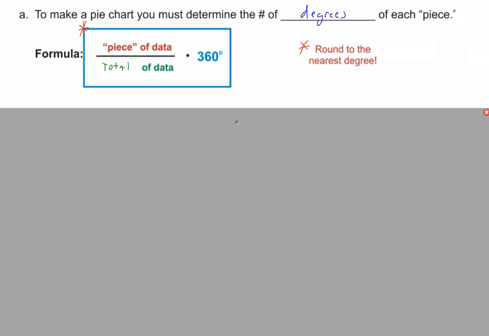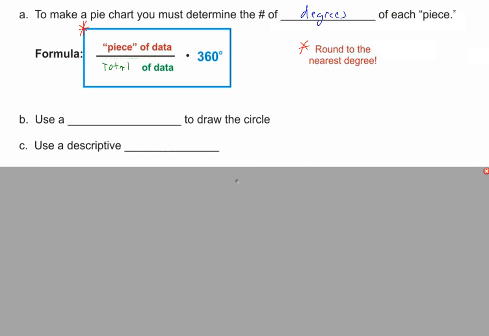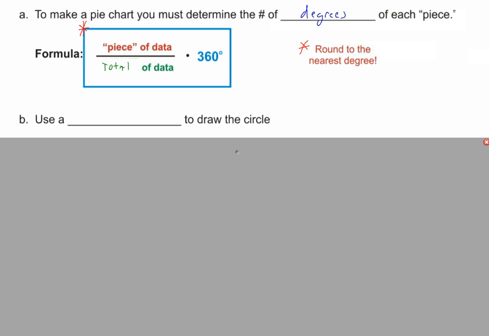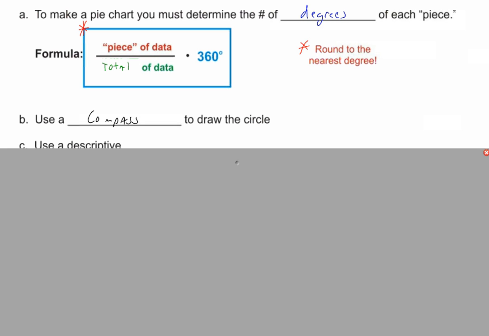By the way, tonight you need a compass to draw your circle. You need a protractor to be able to draw the angles. You can't draw it without a protractor. Every one of you is supposed to have one. It's part of your required equipment for pre-algebra. All right, B. Use a compass to draw the circle.